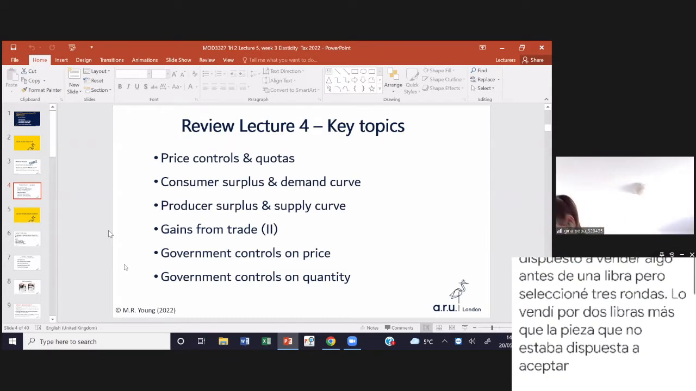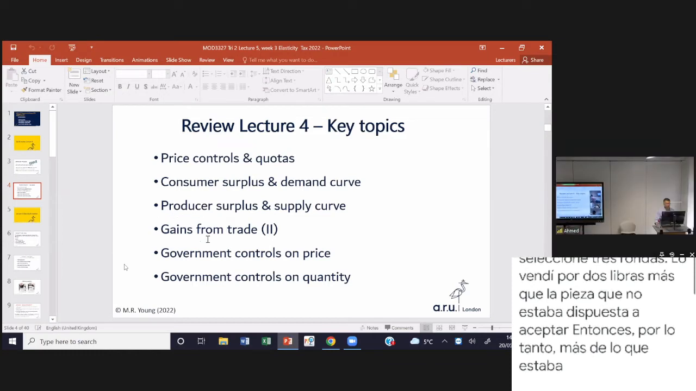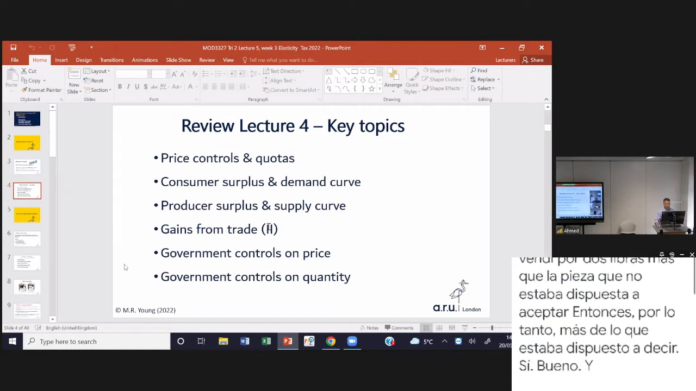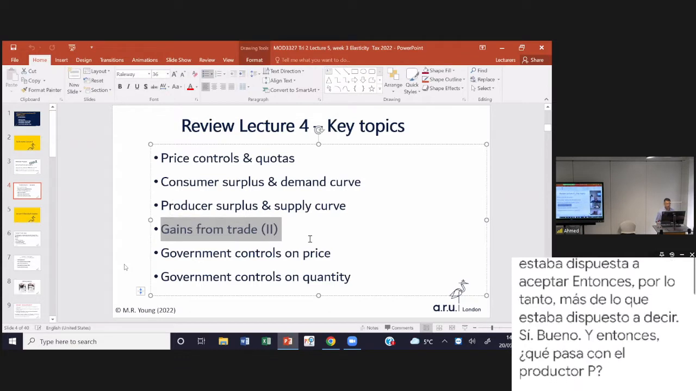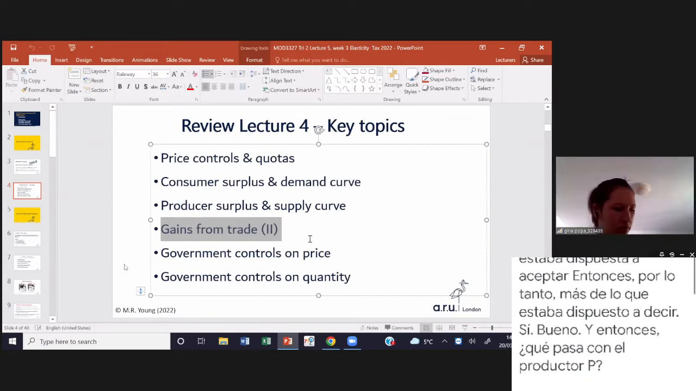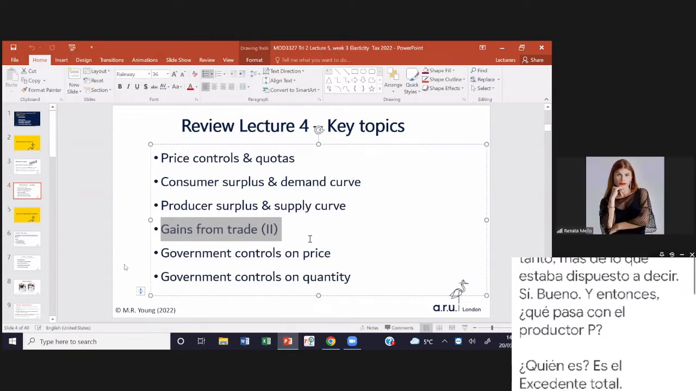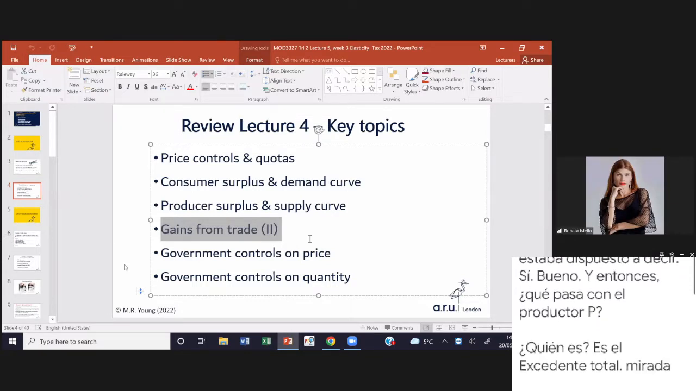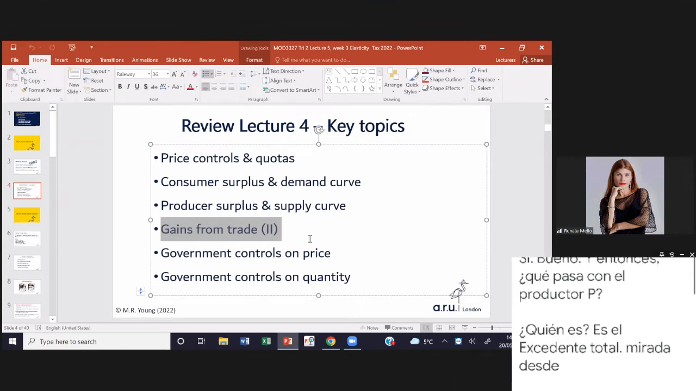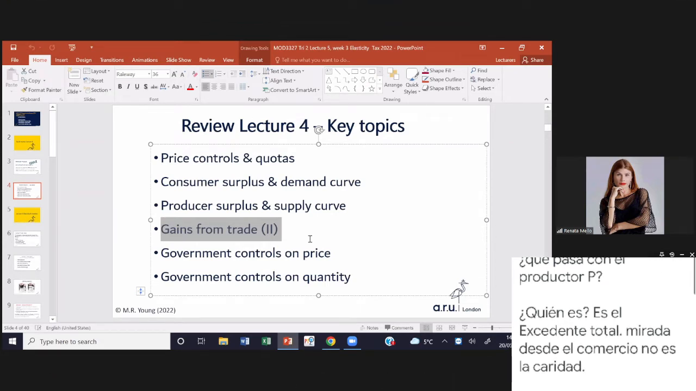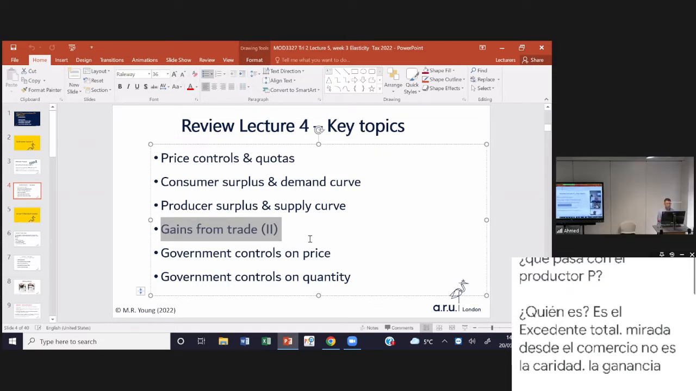Okay, and then what about the total sales? Gain from trade, so to speak. What can we say about this? What is the gain from trade? It is the total surplus. Gains from trade is not the profit. Okay, the gain from trade is the consumer surplus plus the producer surplus. That's the gain from trade. So it's the two items put together.